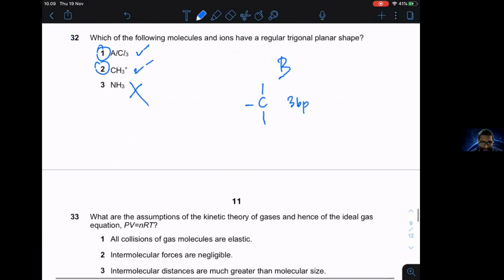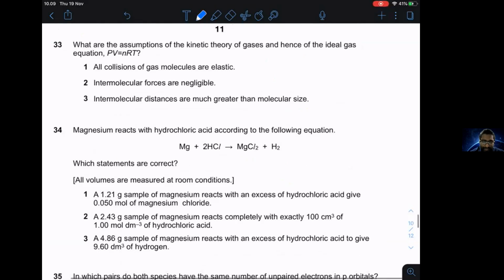Next, 33. What are the assumptions of the kinetic theory of gas, hence the ideal gas equation? All collisions of gas molecules are elastic. Intermolecular forces are negligible, there are no intermolecular forces. The intermolecular distance is much greater than the molecular size. Yes. So in this case for 33, all of them are going to be the assumptions.